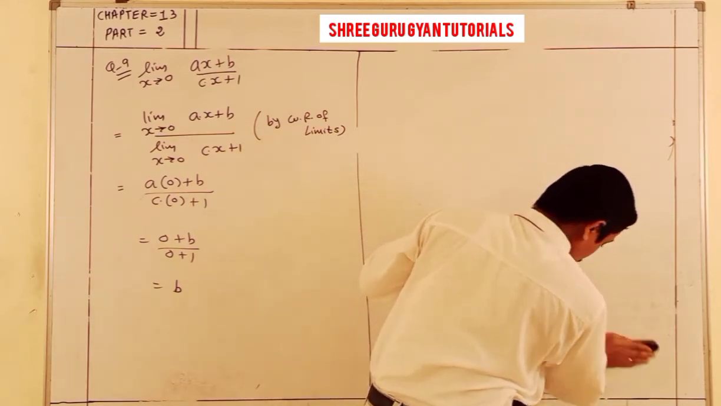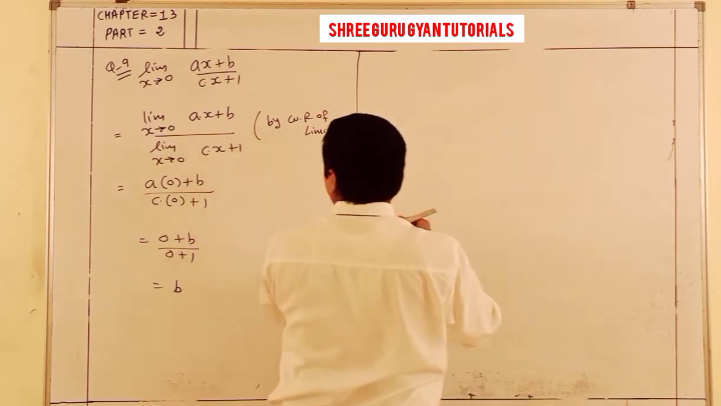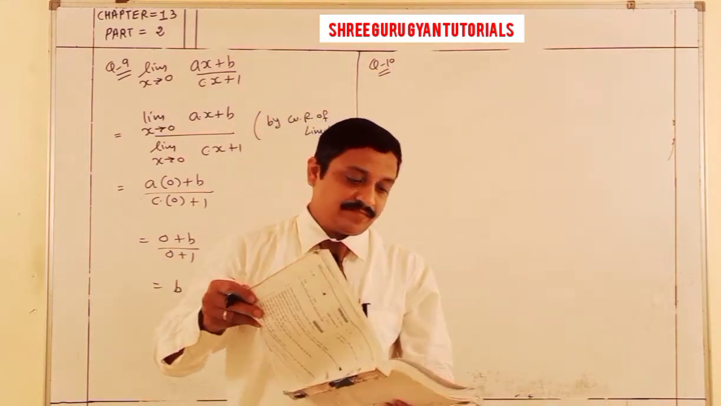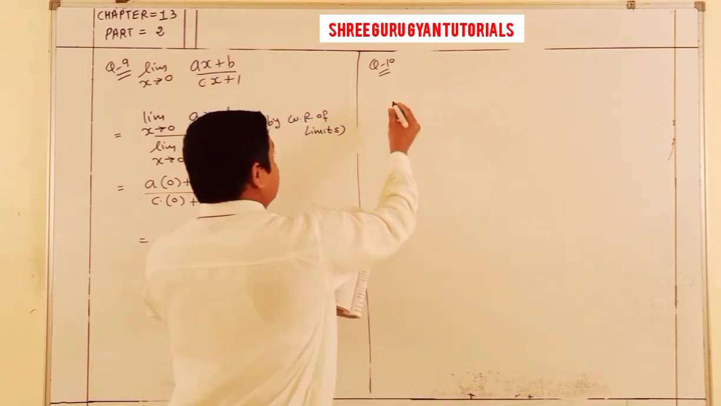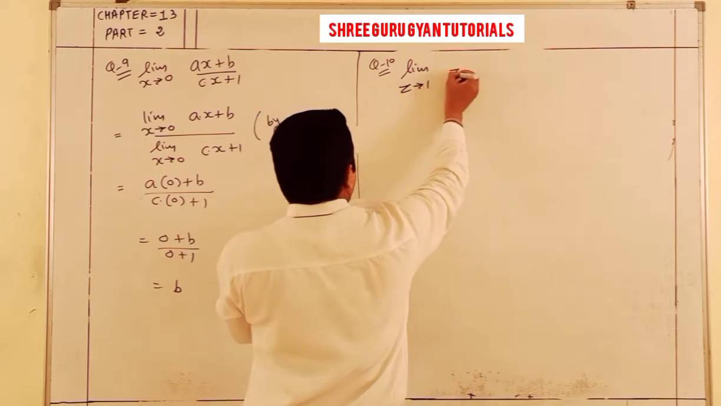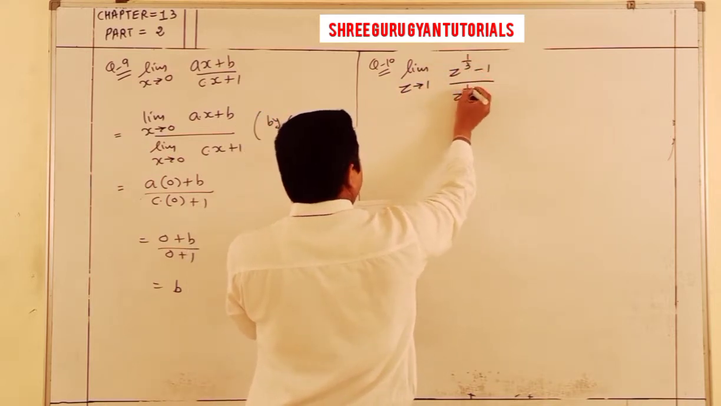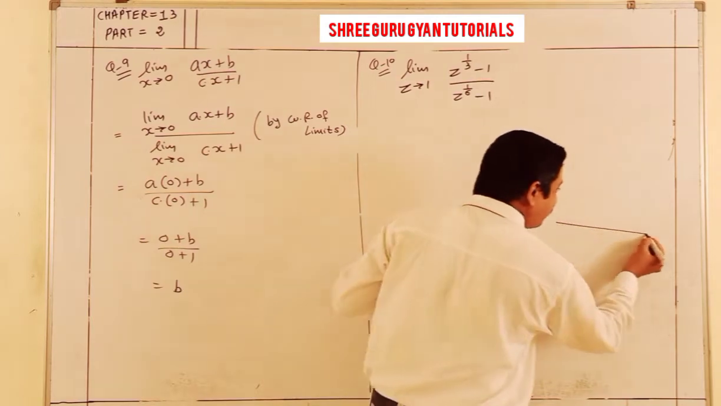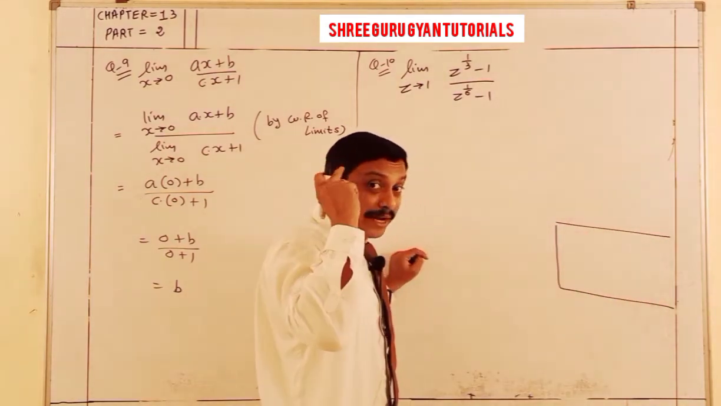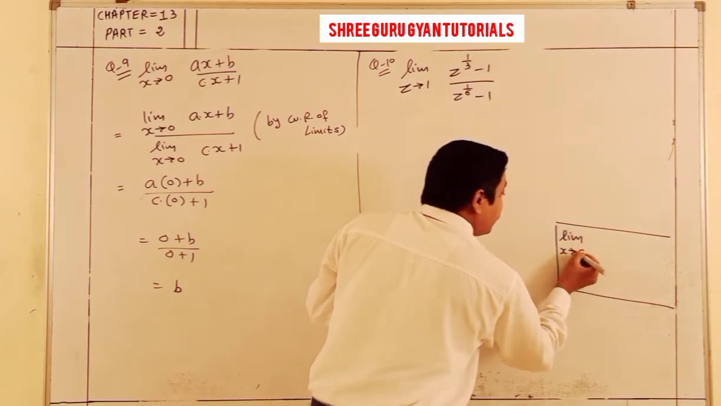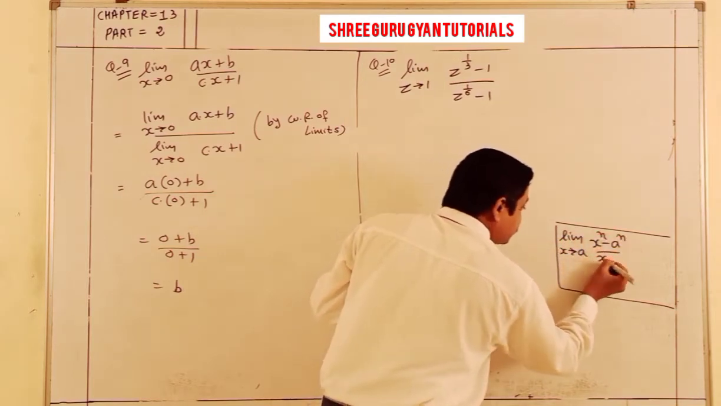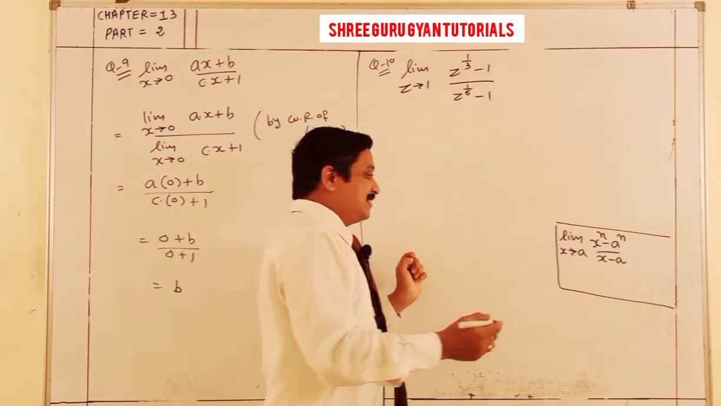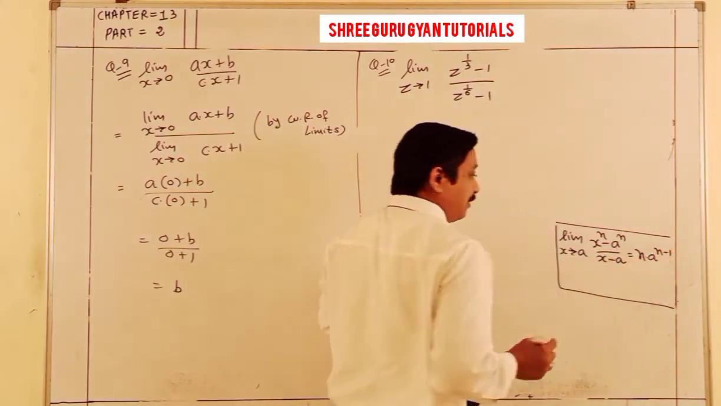Yes, the 10th also follows the same pattern, limits asking about questions. Limit z tends to 1 of (z raised to 1 by 3 minus 1) upon (z raised to 1 by 6 minus 1). Students, here the power is given, so I will apply this formula first. First of all, think about this formula in your mind: limit x tends to a of (x raised to n minus a raised to n) by (x minus a). Here n is 1 by 3, and either maybe it's 1 by 6. The formula is n a raised to n minus 1.